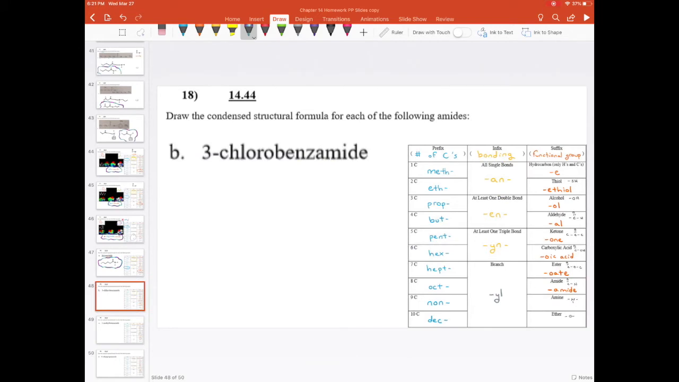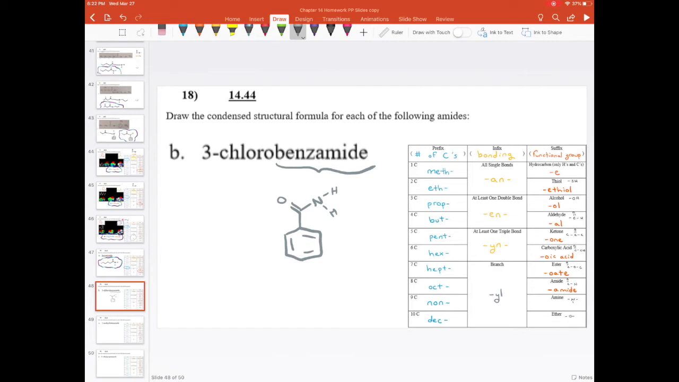Let's try 3-chlorobenzamide. This one's a little strange because benzamide is actually a common name. This is a benzene derivative. Remember, benzene is a 6-membered ring with alternating single and double bonds, and here coming off of it you would have an amide. So here, carbon double bonded to oxygen, single bonded to nitrogen. The nitrogen needs 3 bonds. So that is benzamide, and there's no way you could really know that unless you had been exposed to it or had memorized it. Benzamide.